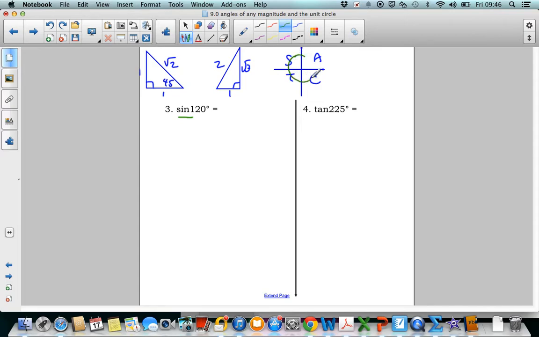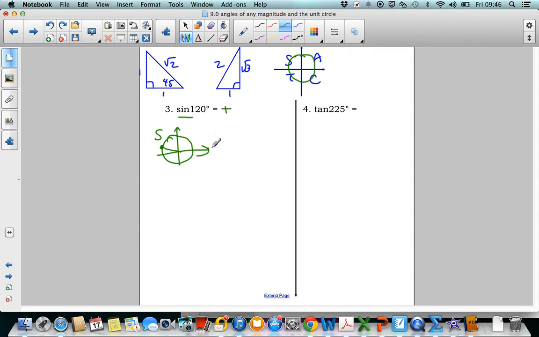So if we think of the unit circle, actually it might be better to sketch it over here. It's right there. Okay, so it's in that quadrant there, the S quadrant. So because it's in the quadrant with the S, we know that S means sine is positive, so our answer is positive.